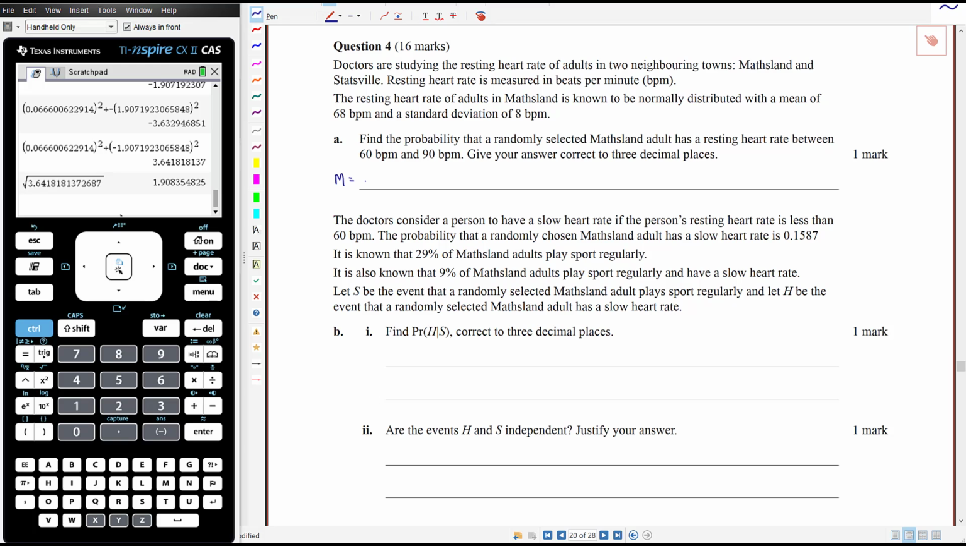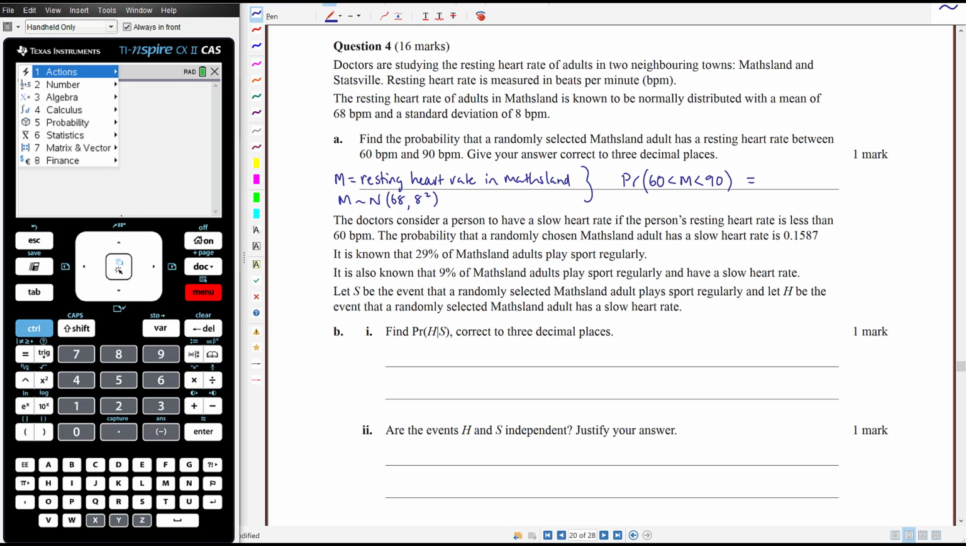Okay, so I'm going to let M be the resting heart rate of Mathsland people. So M is going to be a normally distributed variable, with a mean of 68 and a standard deviation of 8, so a variance of 8 squared. And then we want the probability that a randomly selected adult has a heart rate between 60 and 90, so probability that 60 is less than M, which is less than 90.